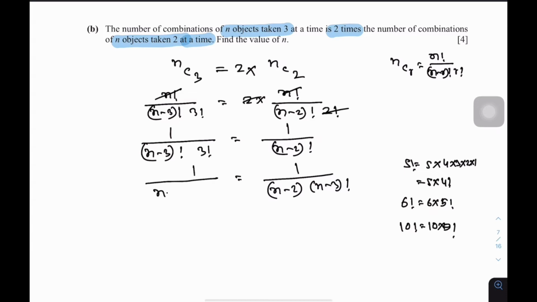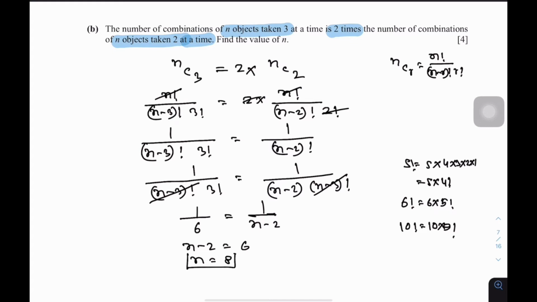So 1 by n minus 3 factorial, 3 factorial. N minus 3 factorial, n minus 3 factorial will be cancelled. And this is 3 factorial, so we can write 6 equals 1 by n minus 2. That means n by 2 equals 6, so n equals 8. So this is the final answer.